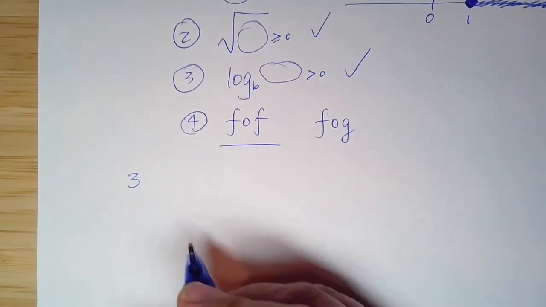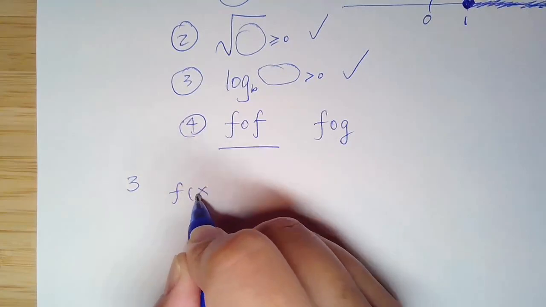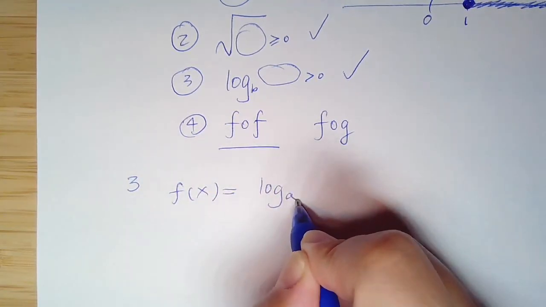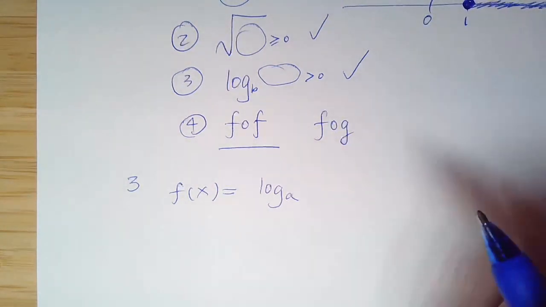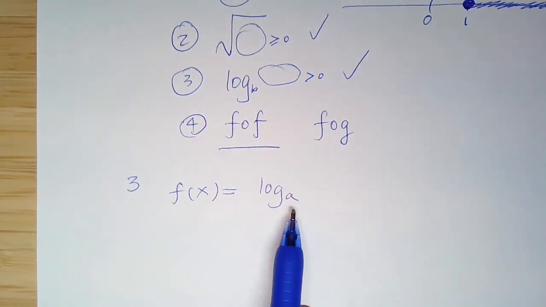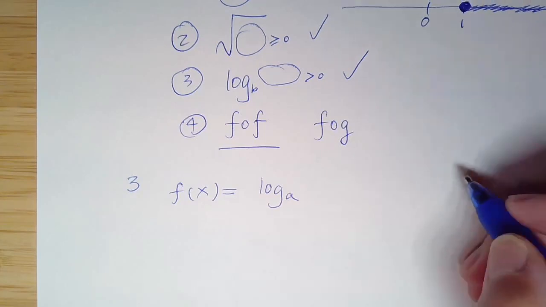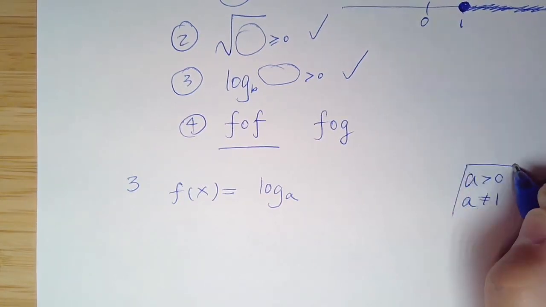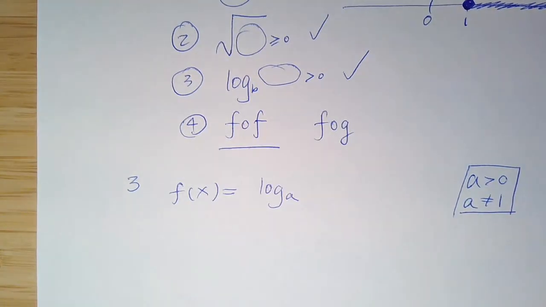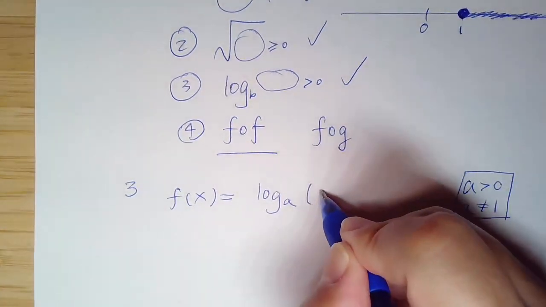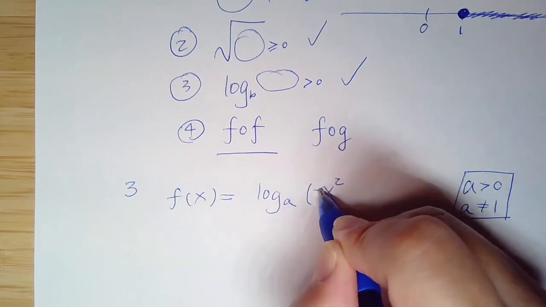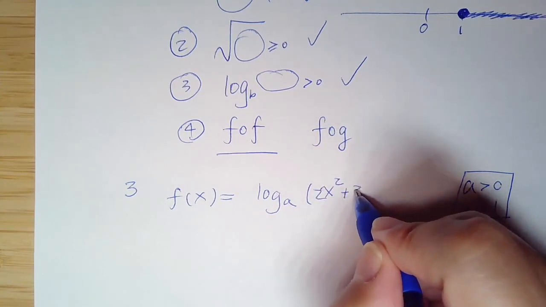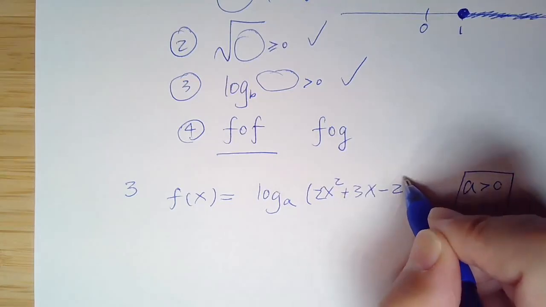That's question number 3. Find the domain of this function. f of x equals log base a, where a can be any base. Remember, this base has to be greater than 0 and cannot be 1. A greater than 0 and a is not 1. That's the requirement for the log function. And here I have 2x squared plus 3x minus 2.